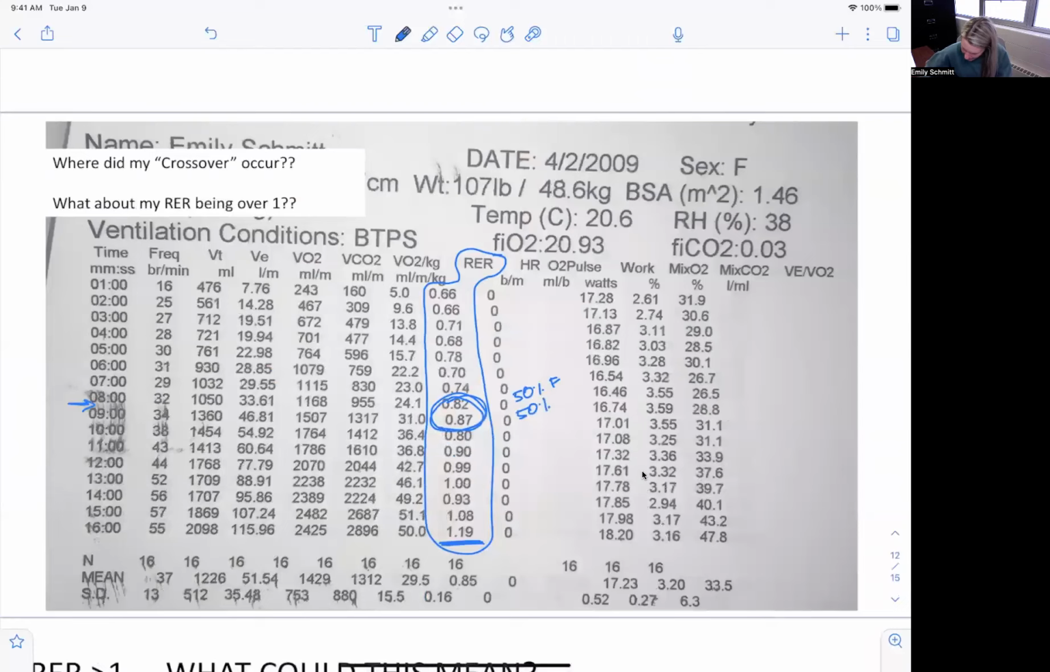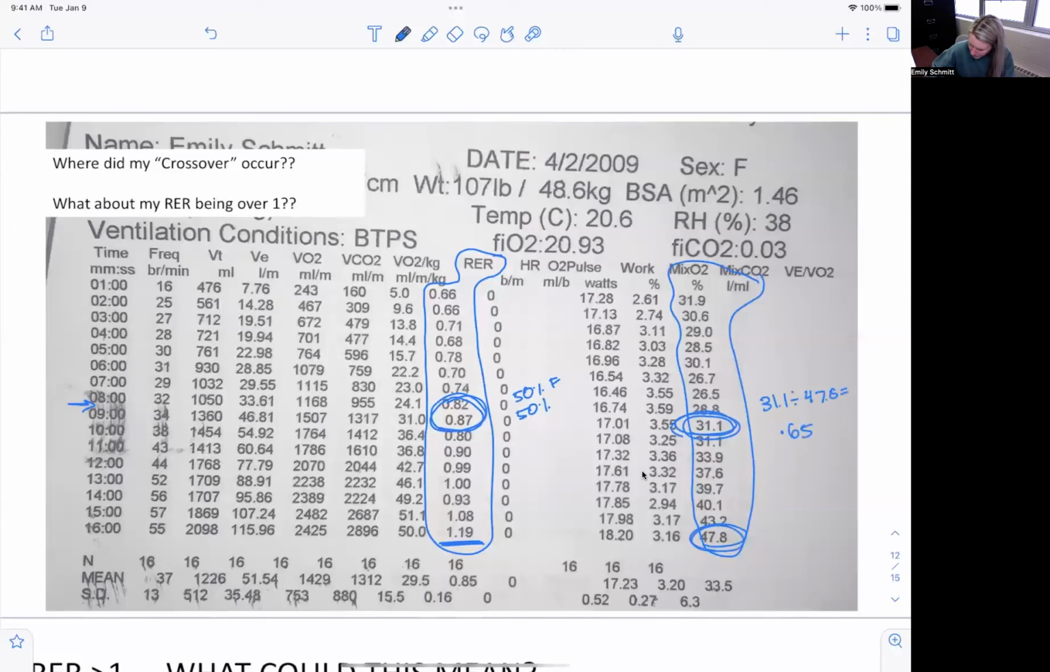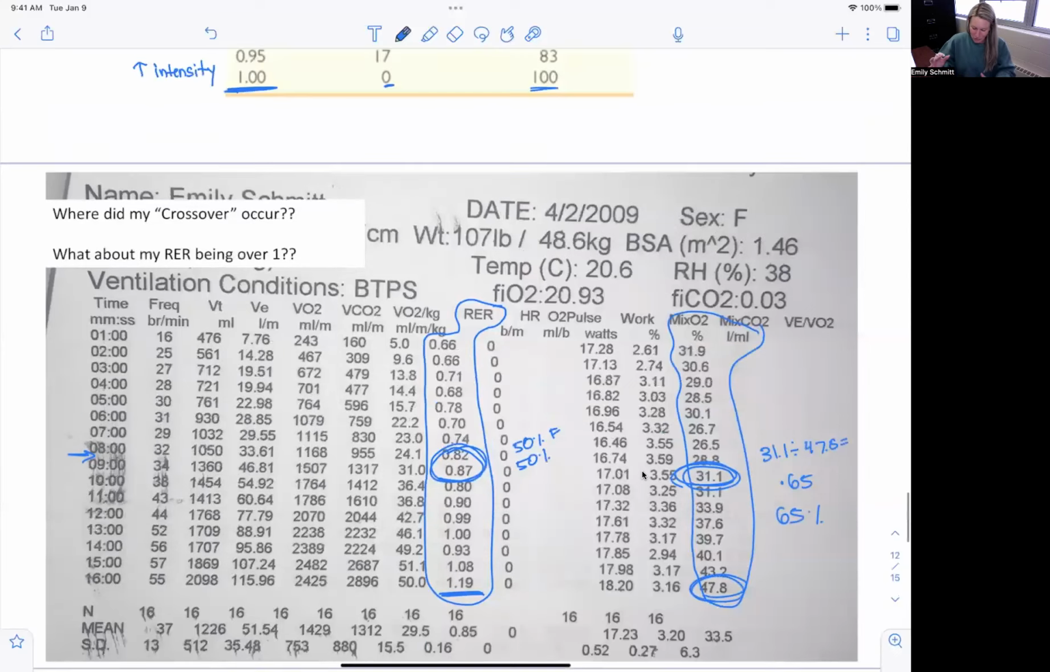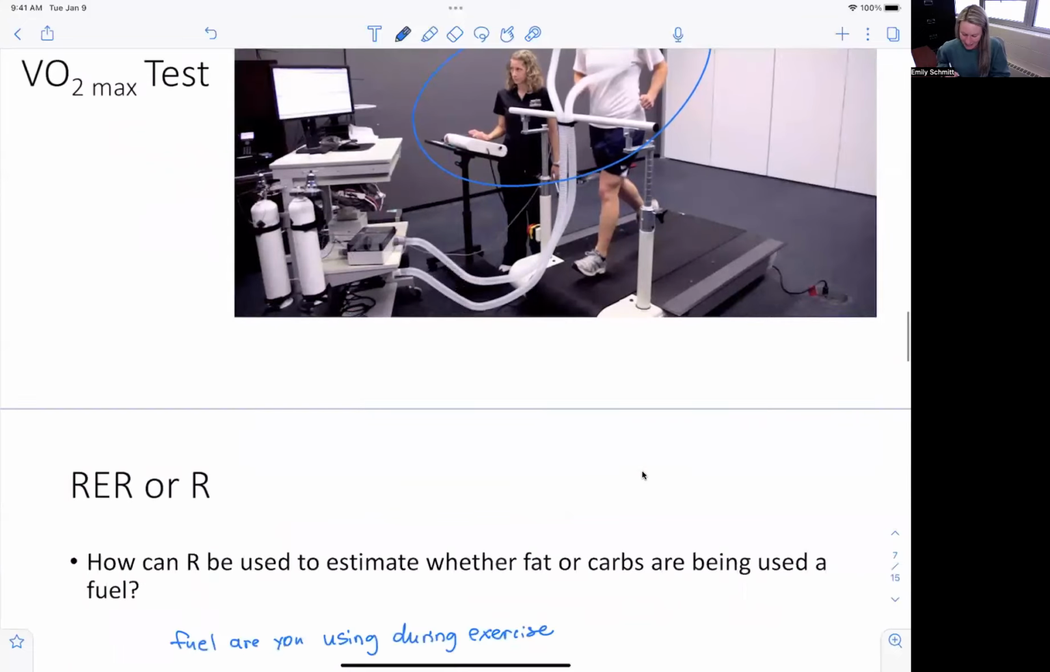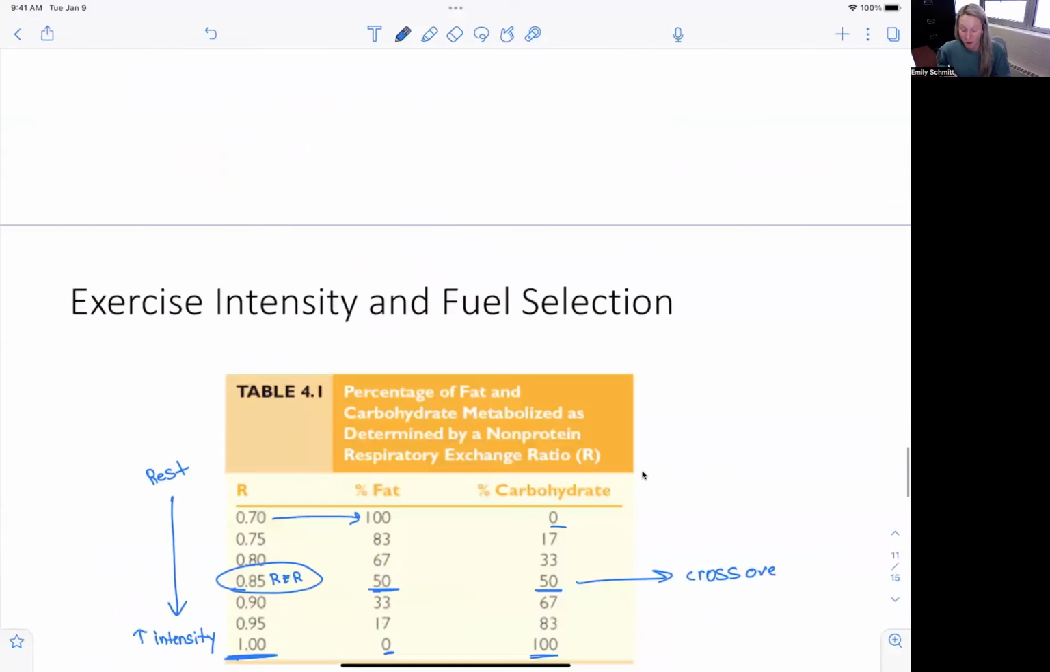Let's look at this last column, where we are talking about this mix of O2 and CO2. With my RER being about 0.85, let's call it right here, we have 31.1. And my max was 47.8. If you take 31.1 and divide that by 47.8, sure enough, you get 0.65, which means that I was at about 65% intensity when my crossover occurred, which is really cool because if you go back to the initial graph, I am physiologically perfect. I wish you guys knew me and knew my personality. I don't think that, but I think it's really cool how things work out.